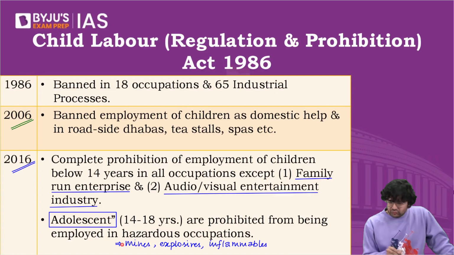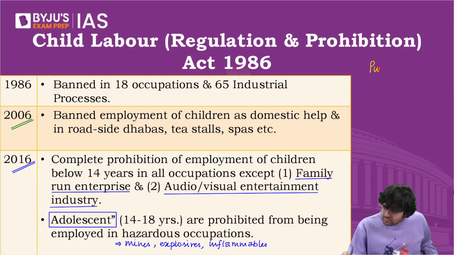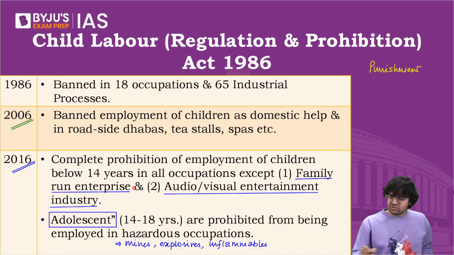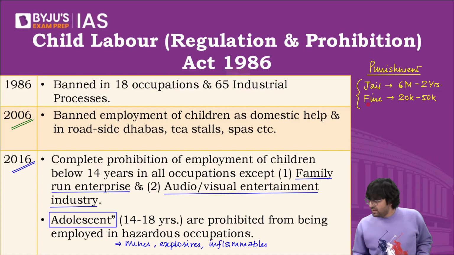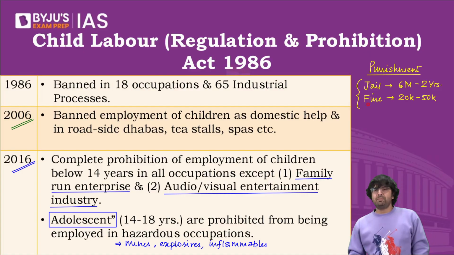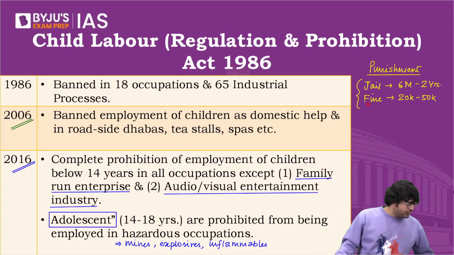And there is also punishment, of course. What is the punishment? Jail term and fine. So jail term here is up to 2 years. Six months to 2 years. And the fine, 20,000 to 50,000. Clear? The court will punish. The concerned officer will impose this punishment.